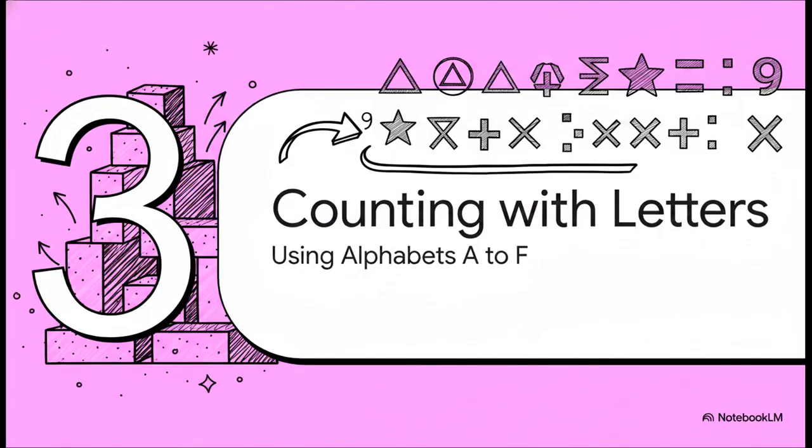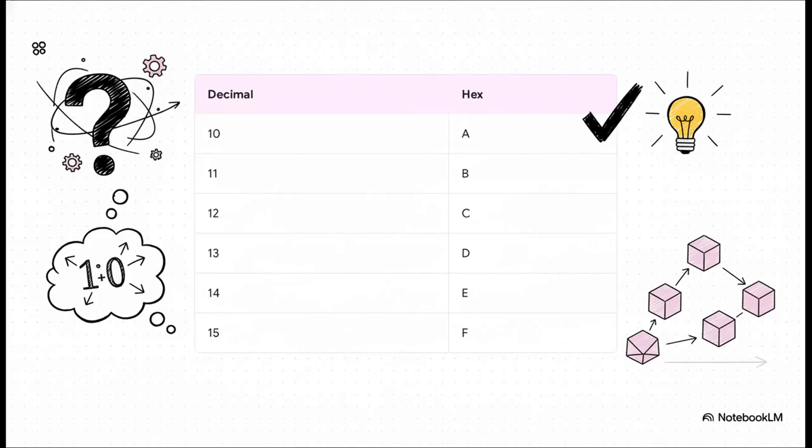Moving right along to counting with letters. Because we have 16 unique elements to play with, our standard 0 through 9 digits just aren't enough. We need more symbols to count higher. But if we wrote out the number 10, it would be super confusing, right? You wouldn't know if it's a decimal 10 or a hexadecimal 10. So we use this really clever substitution. A represents 10, B is 11, C is 12, and so on, all the way up to F for 15. This alphabetic swap is absolutely key to keeping base 16 completely distinct.